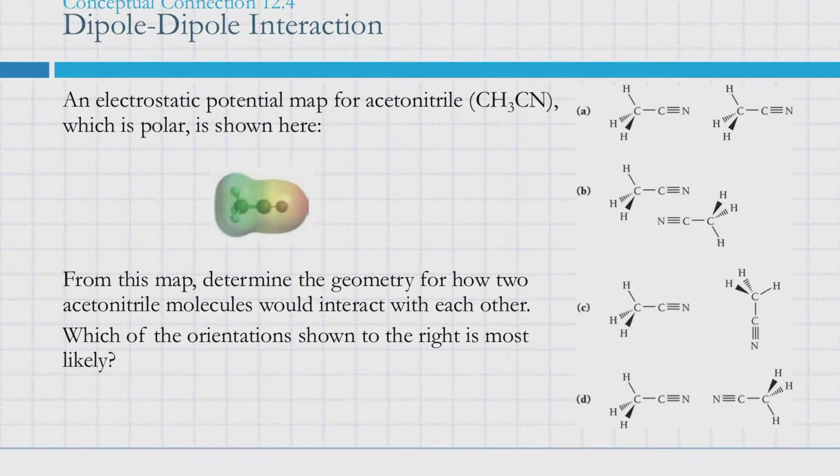All right, an electrostatic potential map, a heat map for the charge for acetonitrile, which is polar, is shown here. From this map, determine the geometry of how 2 acetonitrile molecules would interact with each other. Which of the orientations shown to the right is most likely?